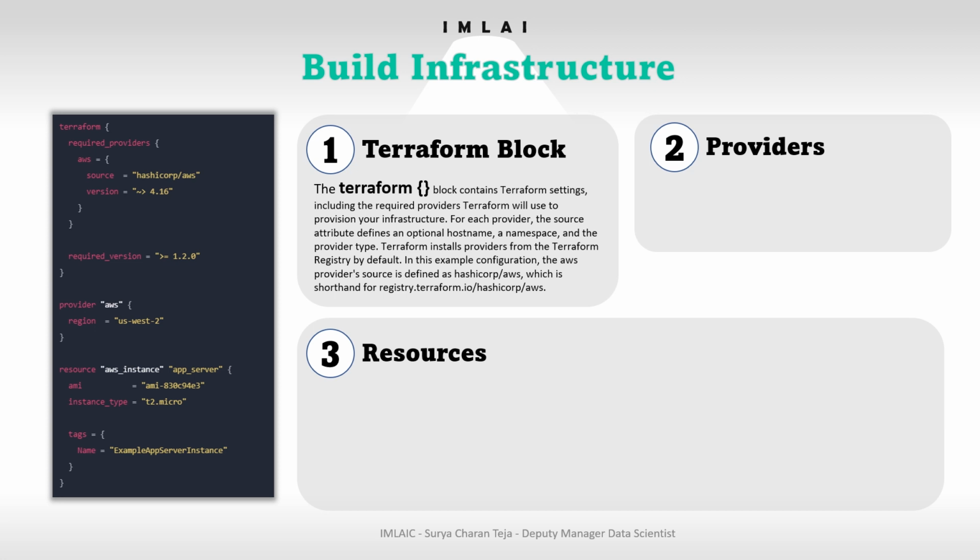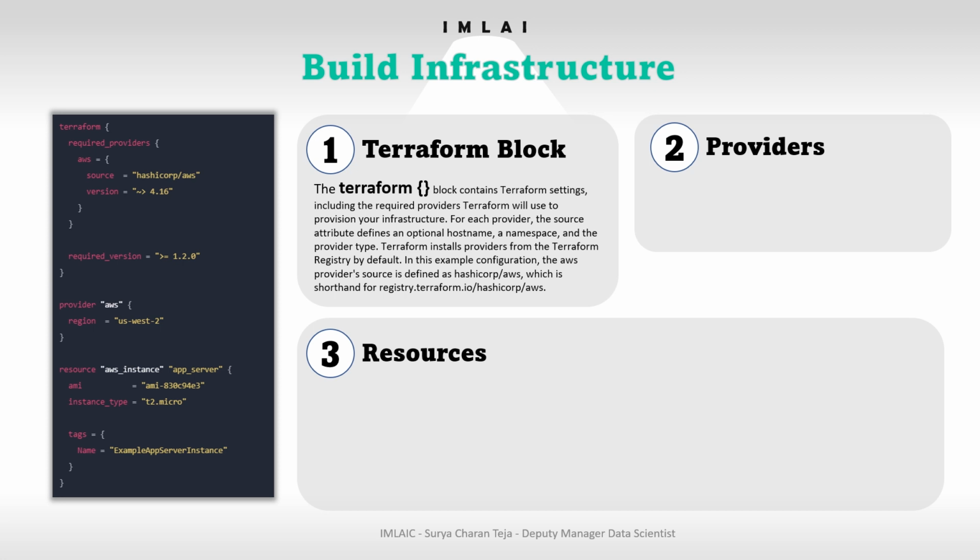So in this example configuration, the AWS provider's source is defined as hashicorp/aws, which is shorthand for registry.terraform.io/hashicorp/aws. You can also set a version constraint for each provider defined in the required providers block.